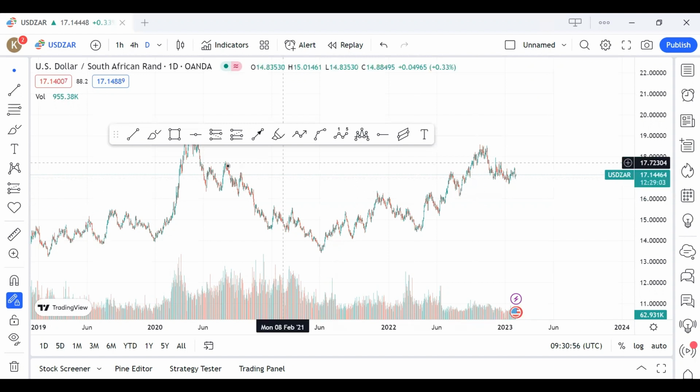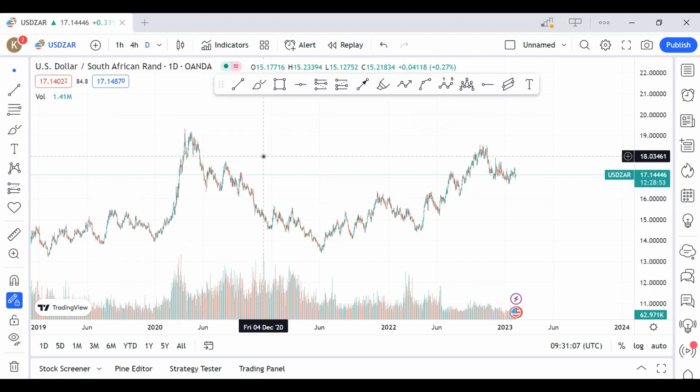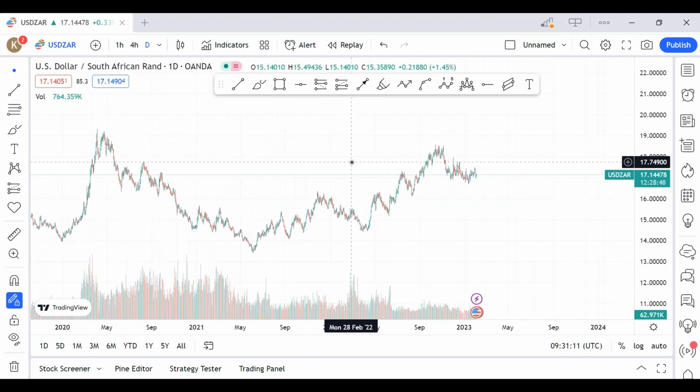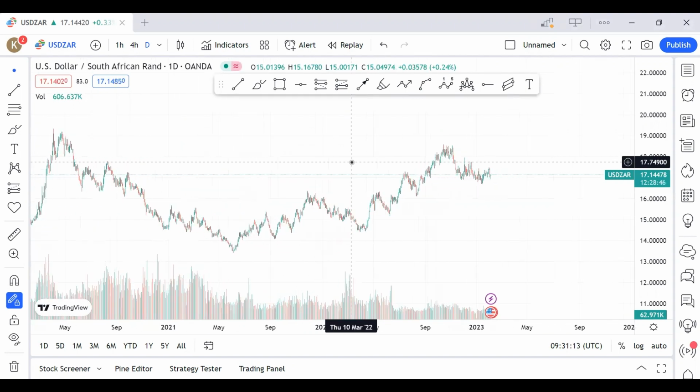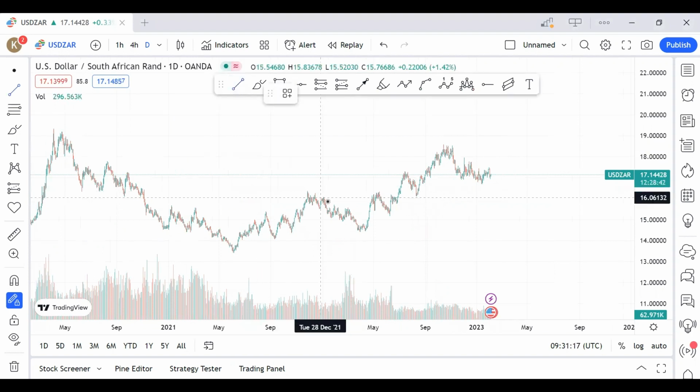Okay, so let me quickly jump into the market. I want to start with USD ZAR. Yeah, let's start with USD ZAR. On USD ZAR, remember guys that you always use a higher time frame to cater for major points and see the market in a huge picture. So at this level here, let me do this.